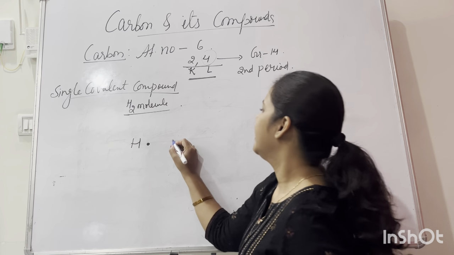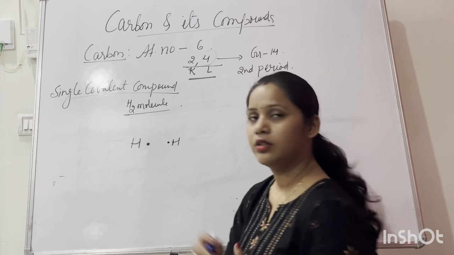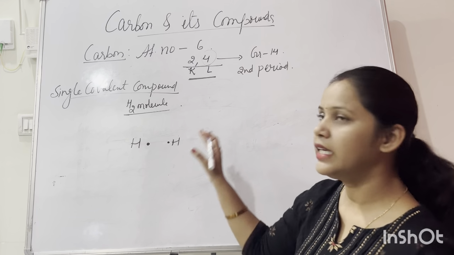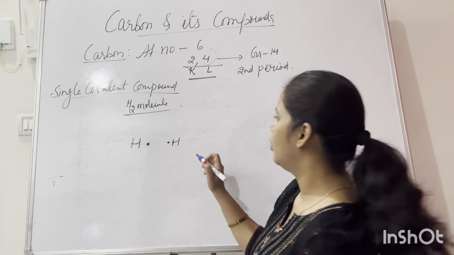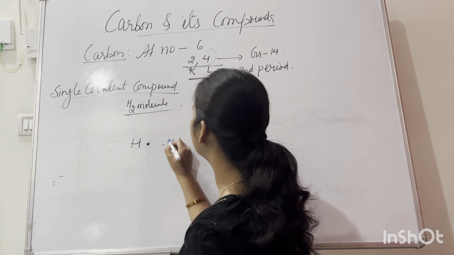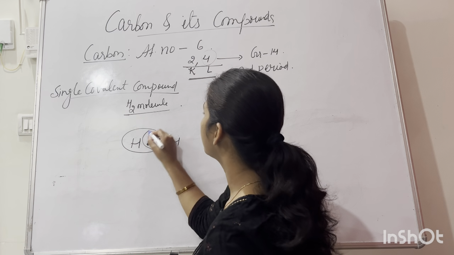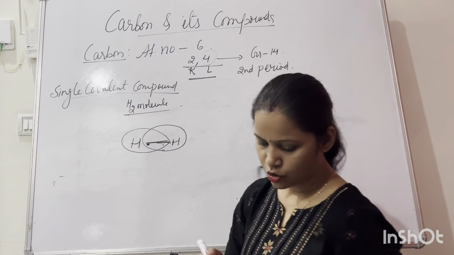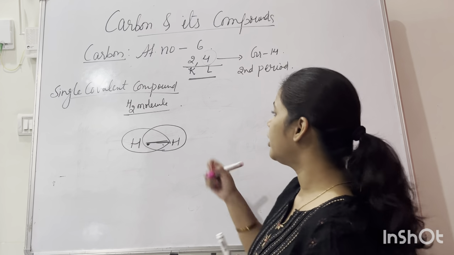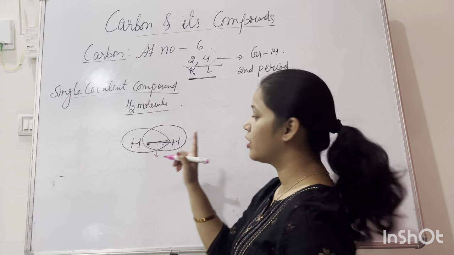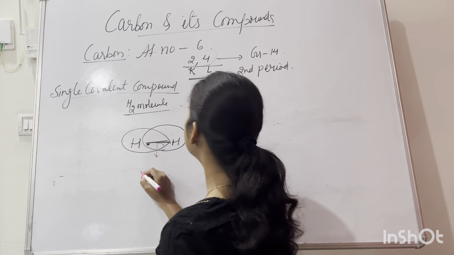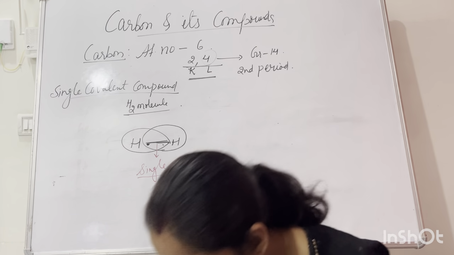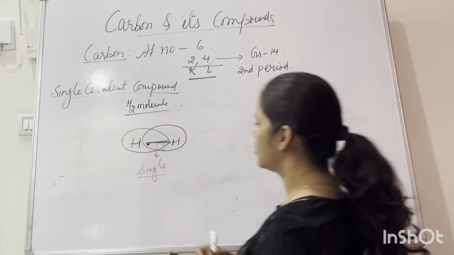The other hydrogen also has only one electron. So what they will do, they are going to mutually share their electron with each other to complete their doublet. This hydrogen is going to share its electron with this hydrogen, and this hydrogen will share its electron with this hydrogen, forming a single covalent bond. This is the sharing of electrons. Because both are sharing only one electron, that is why it is a single covalent bond.